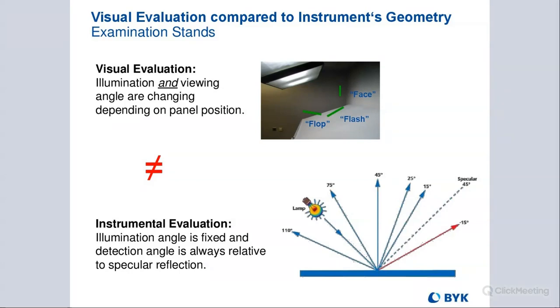So like I was talking about before, the visual evaluation and the instrumental evaluation, especially in these light booths, it's not perfect, but as long as we're aware of the differences in what we're actually looking at, we can at least understand the difference between what we see visually and what the instrumental evaluation is going to be.